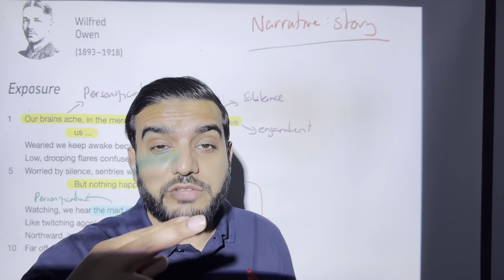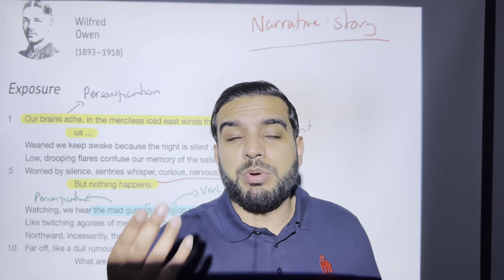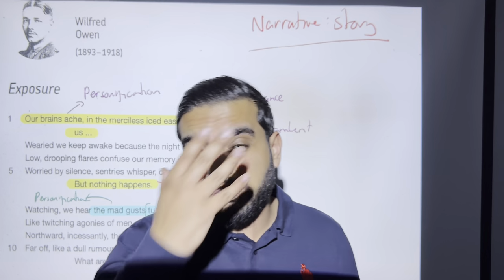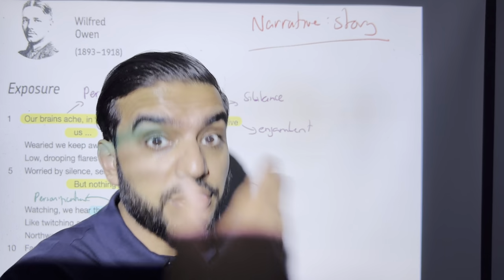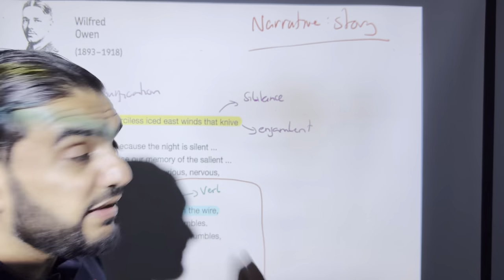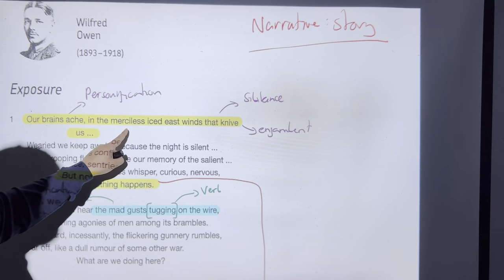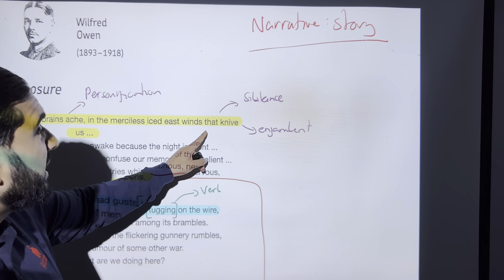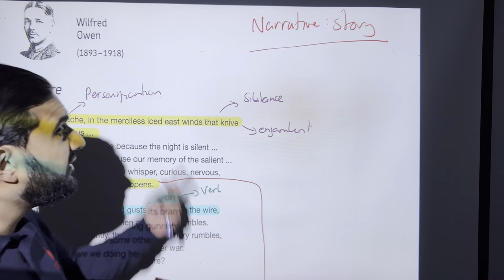Number two, you can analyze from this quote the idea of propaganda. They've been fed so much, they don't even know what to do anymore. They can't even think straight. Now, the third point, their head is aching. Why? "The merciless," this is also personification, "iced east winds that knife us." Such a lovely sibilance.